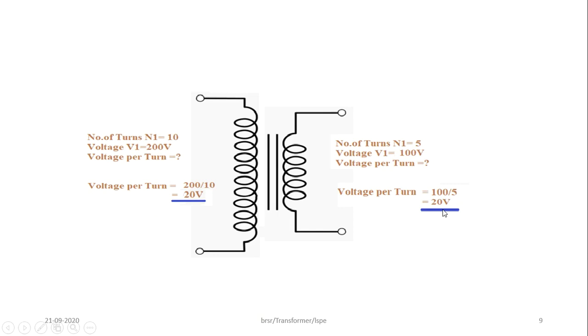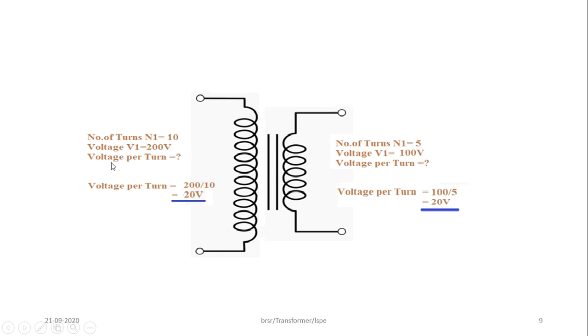Let us see the voltage per turn. Let us say this is the primary of the transformer, this is the secondary of the transformer, and here if we see there are 10 turns, 1, 2, 3, 4, 5, 6, 7, 8, 9, 10 turns. Suppose we have 10 turns in the primary and 1, 2, 3, 4, 5 turns in the secondary, and say if we give 200 volts to the primary, we get 100 volts in the secondary.